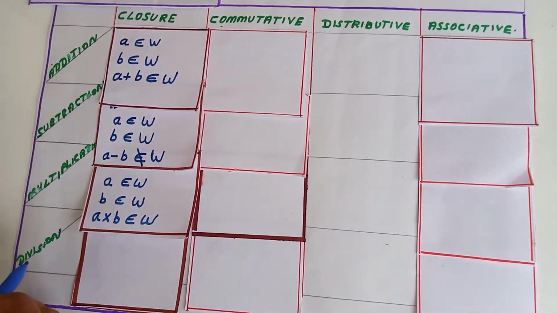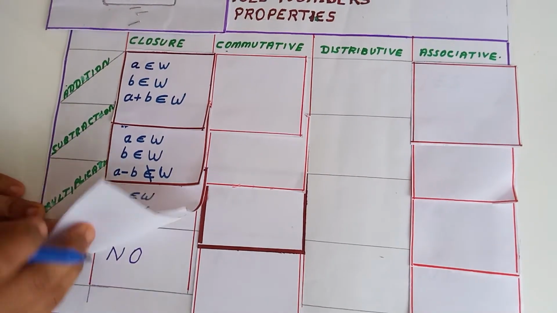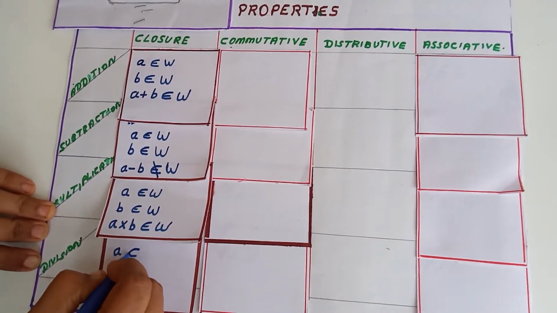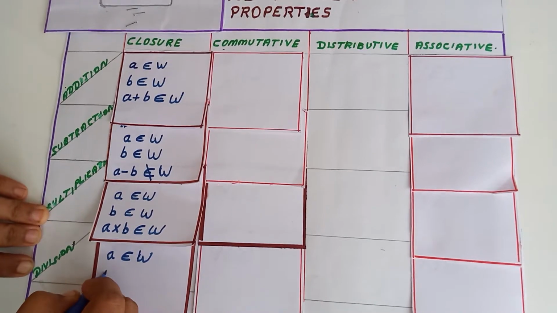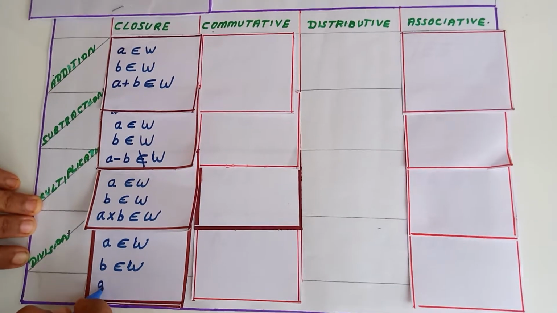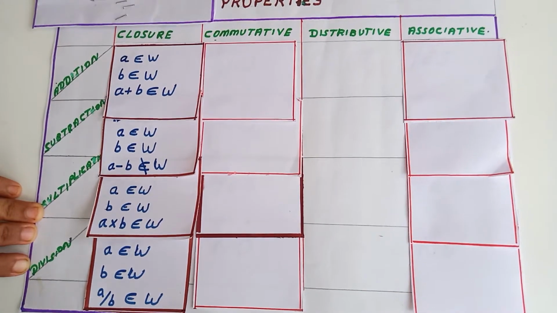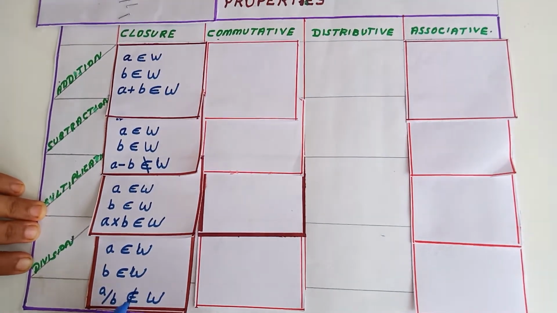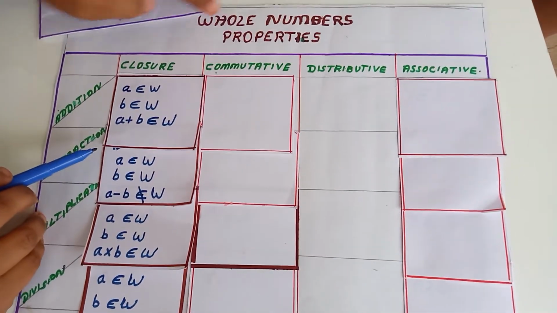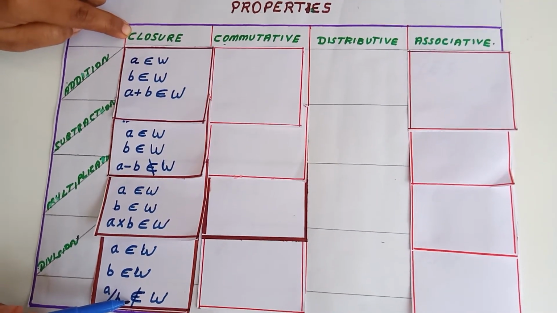Got it? Here for division, what was our answer? You remember? So, no is our answer. If you are taking A from the whole number set and B also from the whole number set, does A by B belong to W? Will it be true? No, it won't be true, because the whole number set does not satisfy the closure property under division. That's why it does not belong to W.